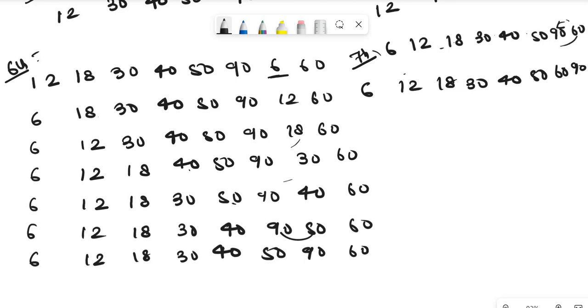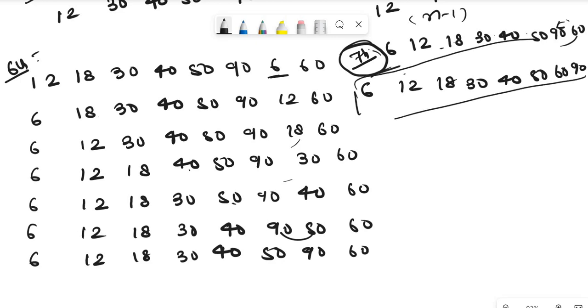As I told you, there are 8 numbers, so it takes n minus 1, that is 7 iterations. So in the seventh iteration we got this as the answer. This is the sorted list using insertion sort. That's all for insertion sort.